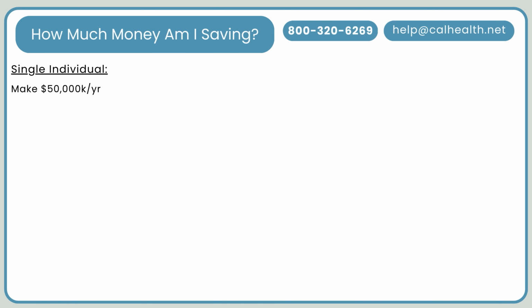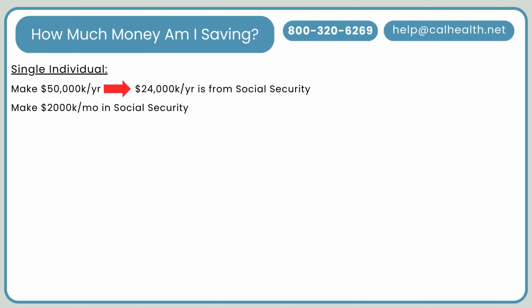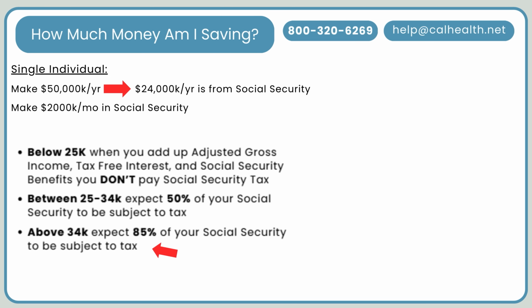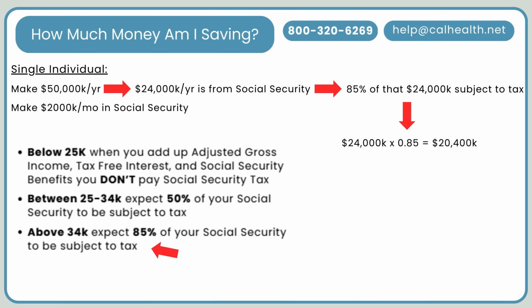And let's say that they get $2,000 a month in Social Security. So out of that 50K, 24,000 is from Social Security. All right, we have our two pieces. The 50,000 is what we look at to see if we meet the threshold. And unfortunately, we're over that 34K now. So 85% of our Social Security, or the 24K, is now going to be subject to tax. That's $20,400.